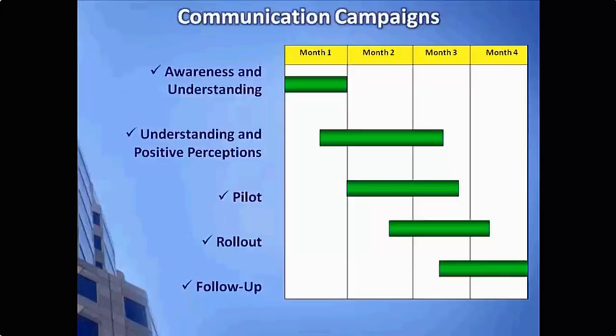Notice that each campaign is plotted out over time. For example, activities to be done in the Understanding and Positive Perceptions campaign will occur from the middle of month 1 to the middle of month 3. Once you've laid your campaign out, you simply treat this as a project plan, monitoring it for its key milestones and making sure along the way that each area has been covered before you proceed to the next.